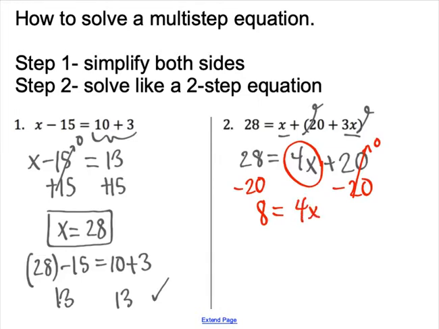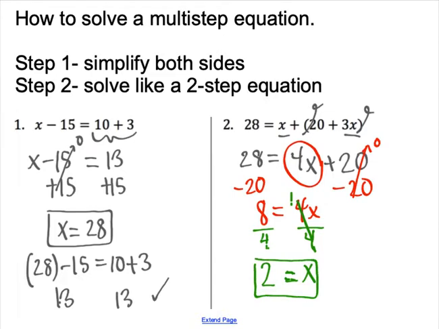Now we need to make the coefficient 1. Right now it's a 4. If we divide 4 by 4, we will get 1. Got to divide both sides. So 1x, and then 8 divided by 4 is 2. So x will equal 2.